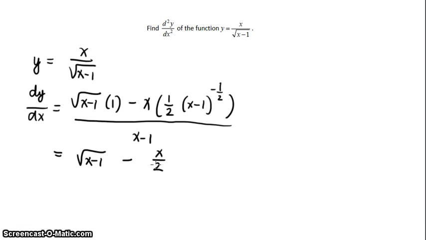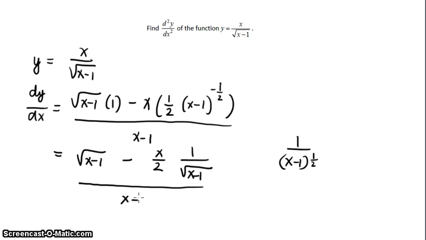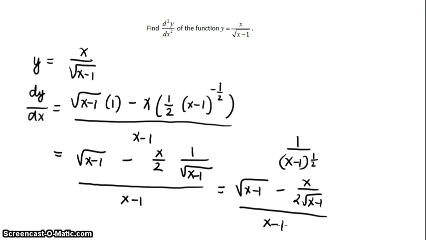So x times 1/2 is x over 2. X minus 1 to the negative 1/2 is the same as 1 over x minus 1 to the positive 1/2. But raising to positive 1/2 means square root. So this is the same as 1 over the square root of x minus 1, and then everything over x minus 1. And then you simplify this. This is the same as the square root of x minus 1 minus x over 2 square root of x minus 1, all over x minus 1.